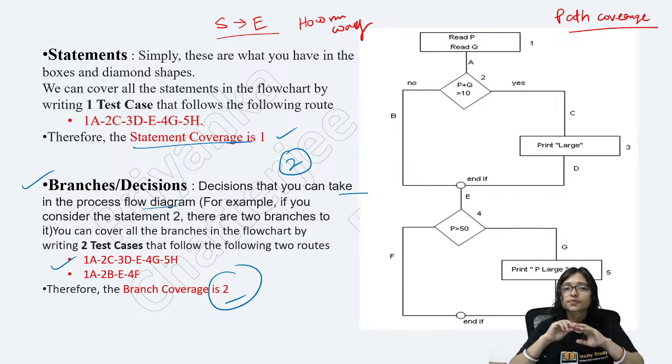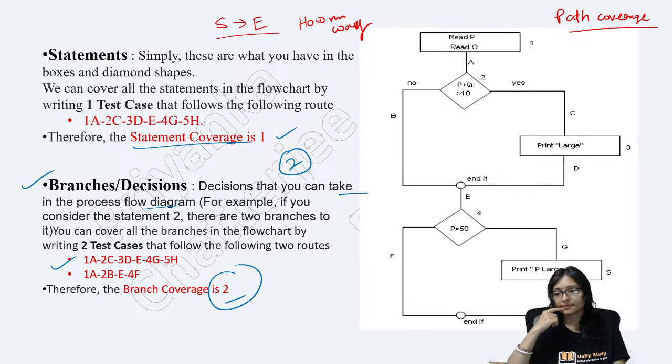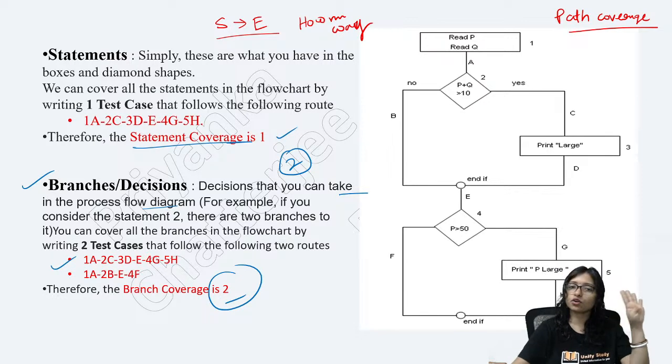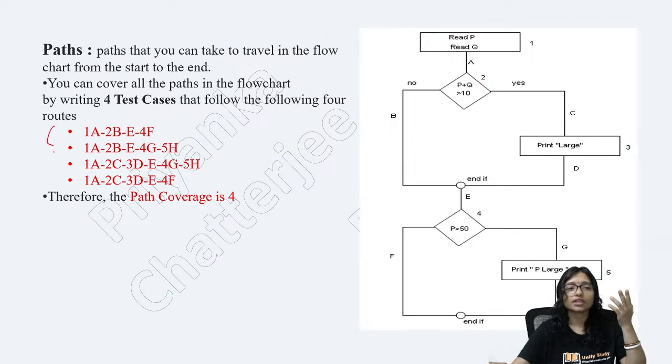Tell me now, from start to end, how many ways are there? And for that, how many test cases will be required? So what will be path coverage? Yes, everyone is telling 4. Is it sure? Should I lock 4? Yes, sure. Okay, chalo. So yes, 4 is the correct answer. Very good everyone.